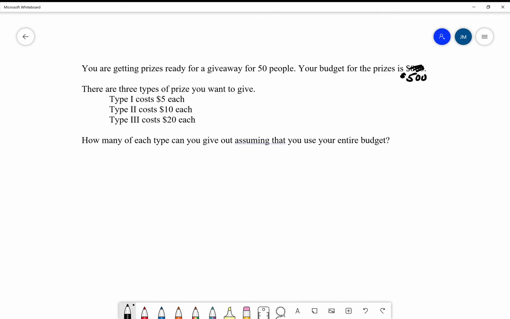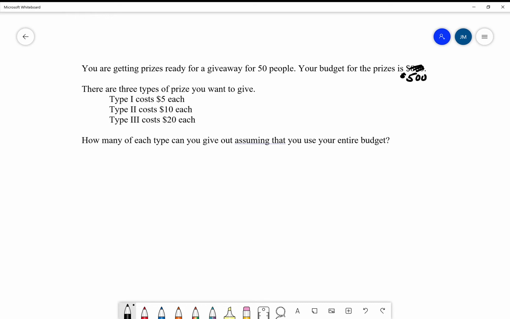So you're getting ready to buy prizes for a giveaway, and you have 50 people who are coming to this thing. So you want to make sure that everybody gets a prize. So we're going to make sure that we get 50 prizes. And our budget is going to be $500. I originally started with a different number, and I wanted to use this one.